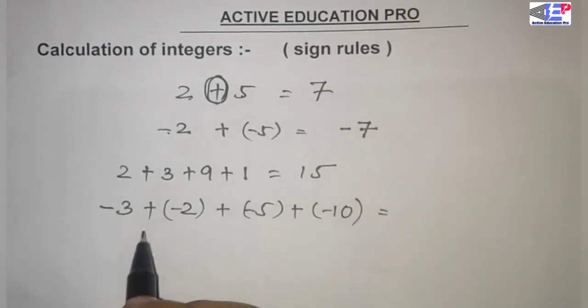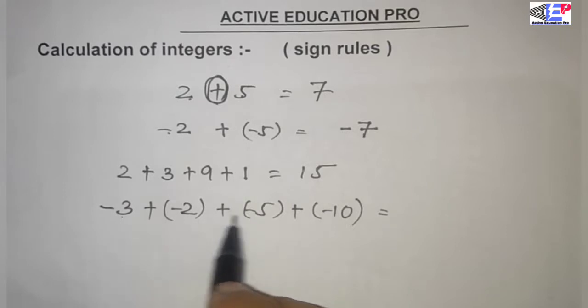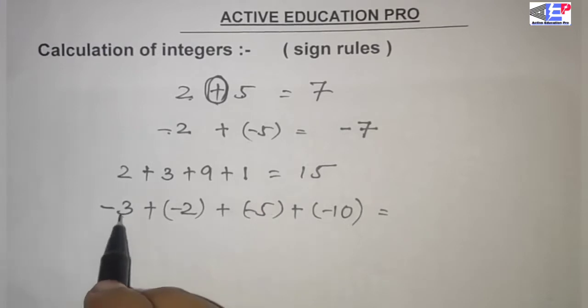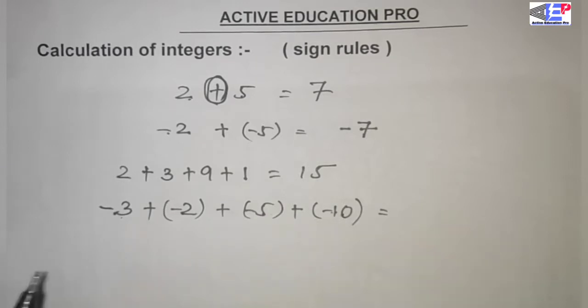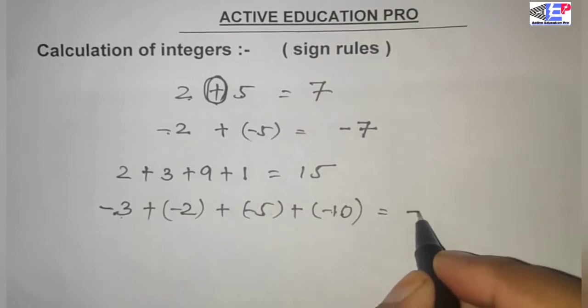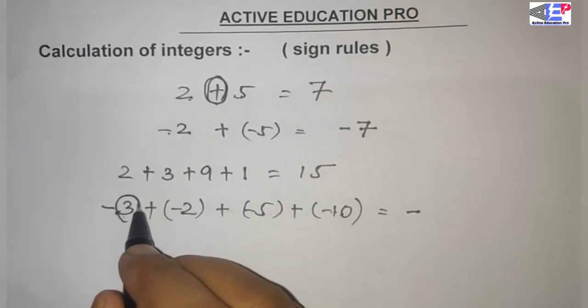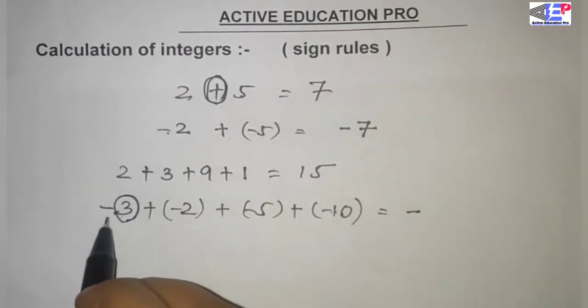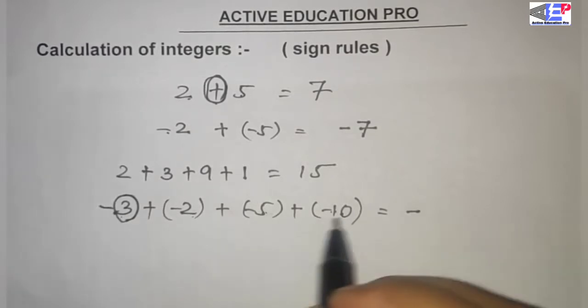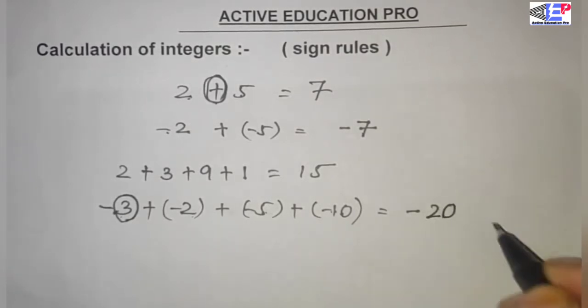Look here, we add four integers, and all are negative integers: minus 3, minus 2, minus 5, minus 10. So first put a negative sign and then add the numerical values. The numerical value of minus 3 is simply 3, not the sign. Numerical value means except the sign, what is the number? So this is 3, 2, 5 and 10. This is 20. So the answer is minus 20.